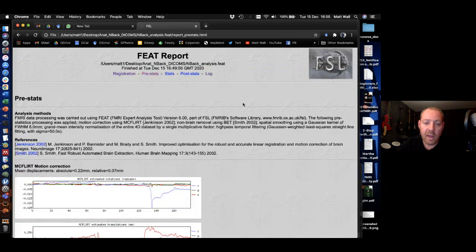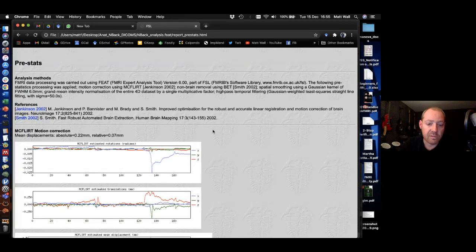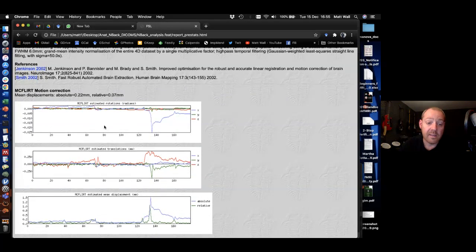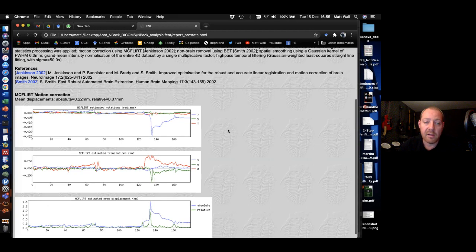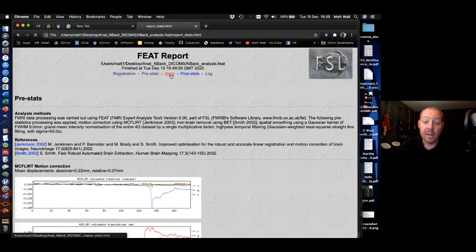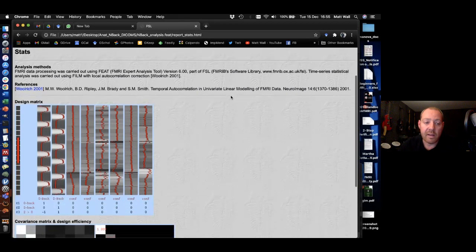Then we move on to our pre-processing results. So this basically just shows us the head motion data. This guy looks fine. A little bit of a spike there up to 1.5 millimeters towards the end, but that's nothing to worry about. Then we see our statistical model.